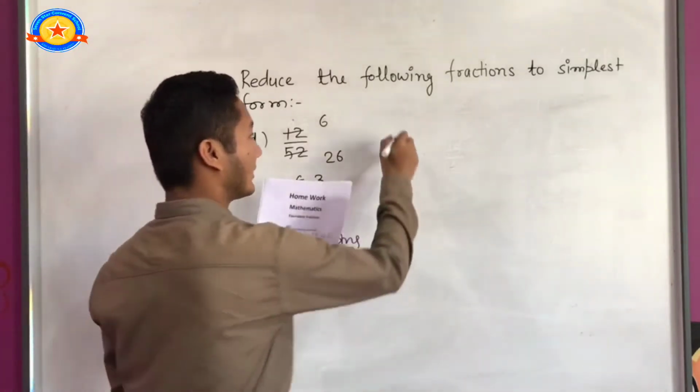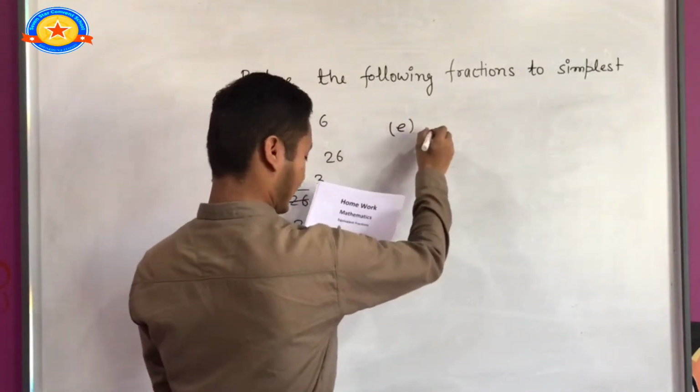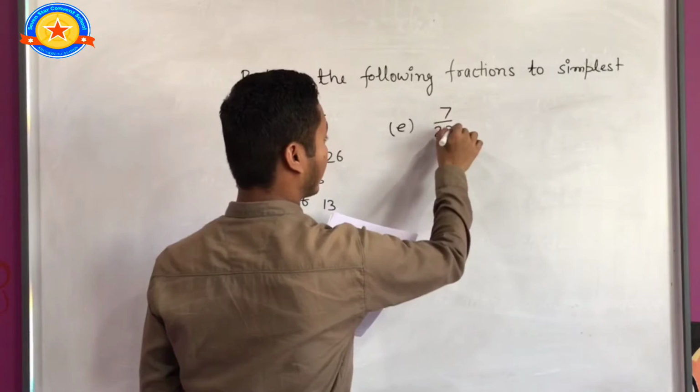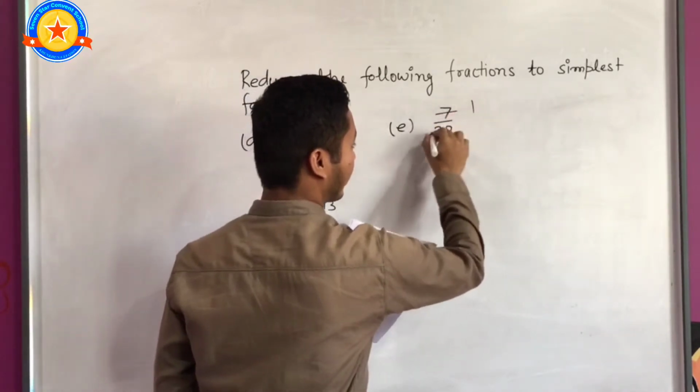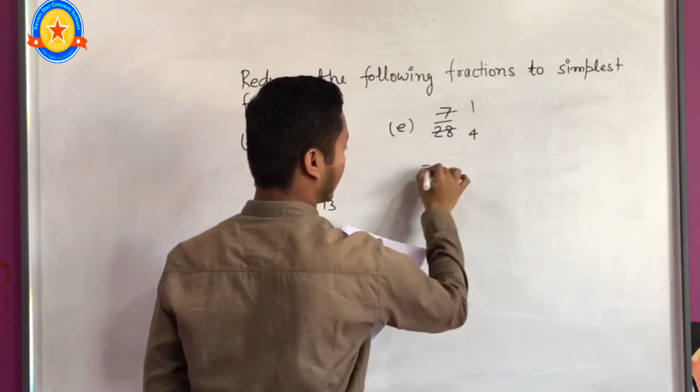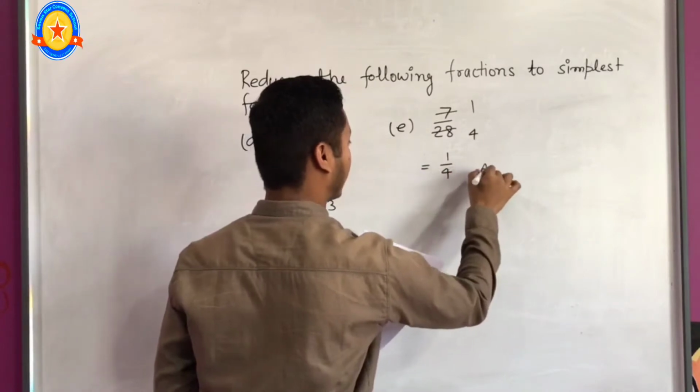Next question is E part, 7 by 28. Divide by 7, 7 1s are 7, 7 4s are 28. 1 by 4 is our answer.